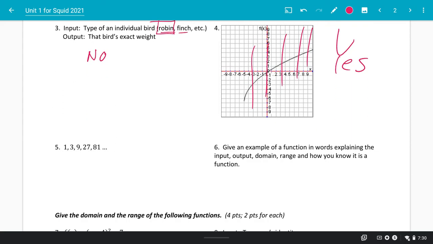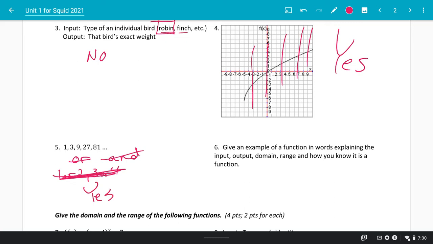When it comes to a sequence, number five, there's literally no word "or" or the word "and" in it. For example, if you had one or two, three or four, that would be examples of not functions. But since that's not the case here, this is yes, it's a function.